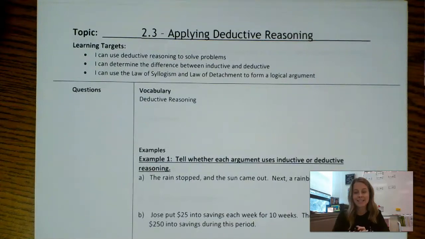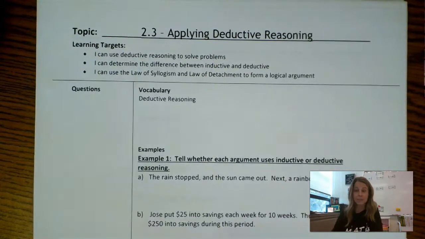Hi, today we are going to look at our third section here, 2.3, Applying Deductive Reasoning. Earlier in the unit, we talked about inductive reasoning. So deductive is, I guess you could say, the opposite, but it's just another type of reasoning. So we're going to define it, identify whether a situation is inductive or deductive, and then there are two laws of logic that we're going to study.